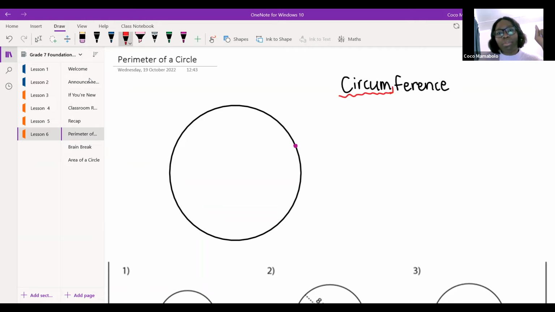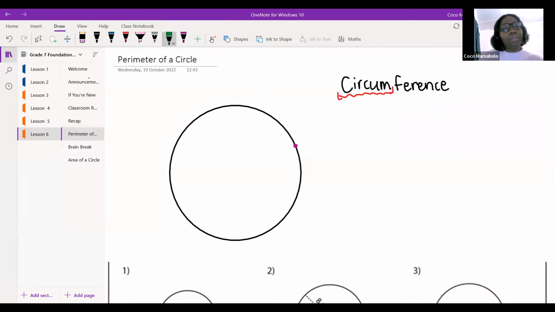So this word circum means around. I think it's either Greek or Latin, I can't remember which. Means around. And then to infer something is to see what it is. So we're going around a particular shape. This is the circumference of the shape.